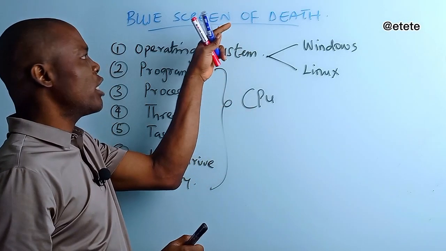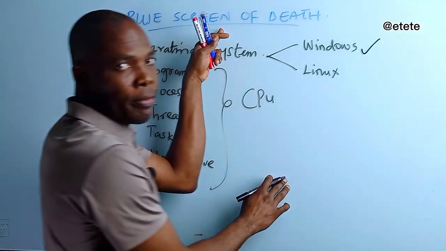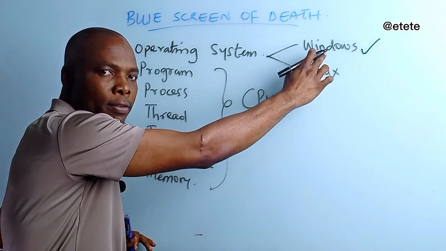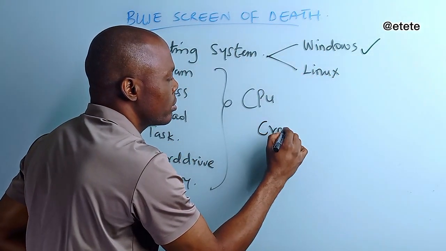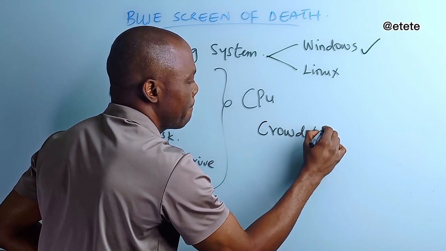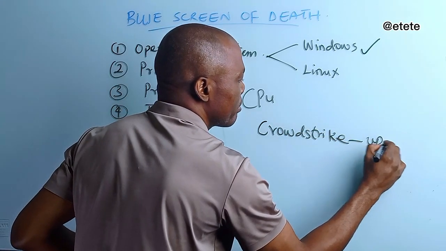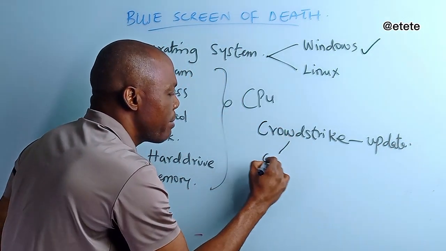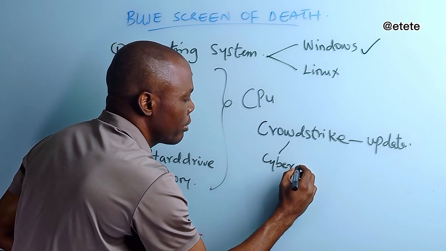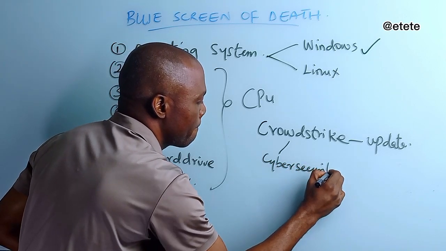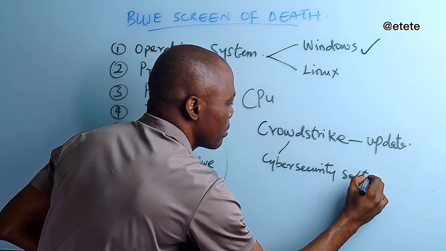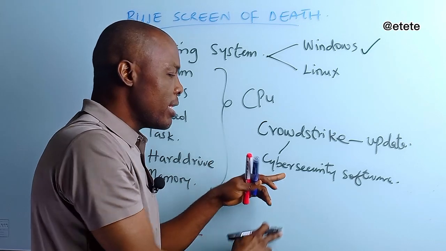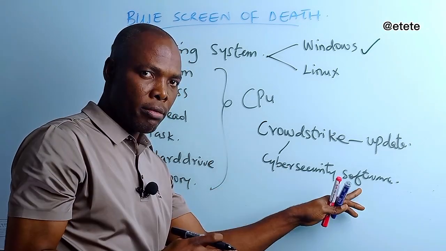But what happened with this blue screen of death actually happened on this guy, on their platform. Now, what caused it? It wasn't actually their fault. A company called CrowdStrike did an update, right? They did an update. Now, who are these guys? They manage cybersecurity software, right? CrowdStrike is a company that is involved in cybersecurity software.